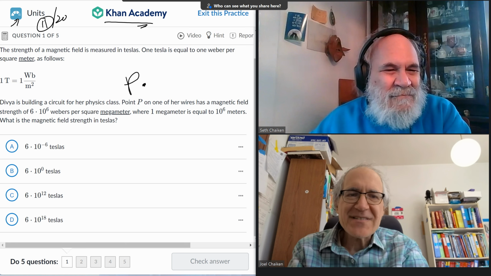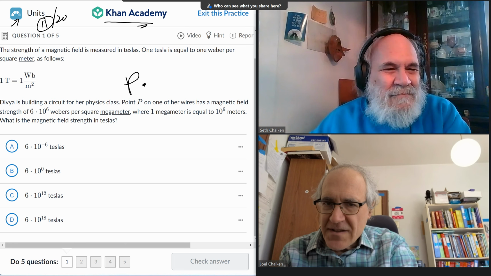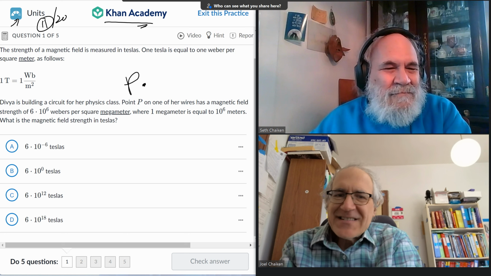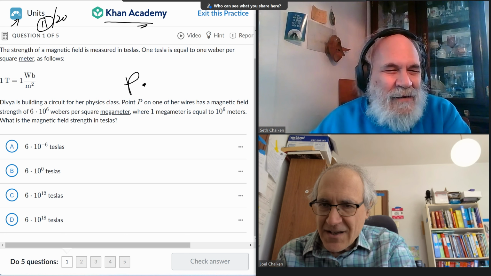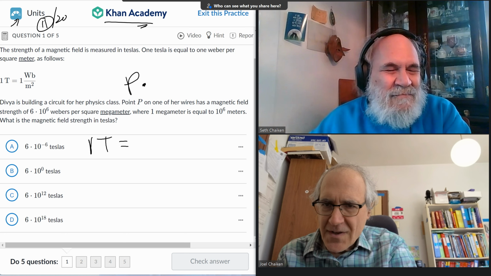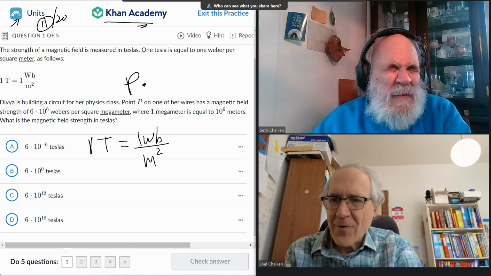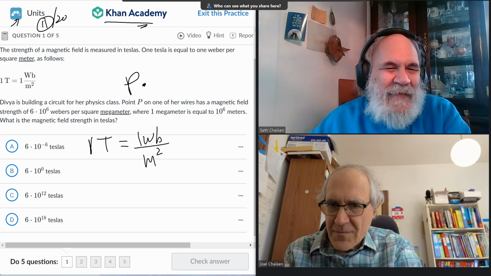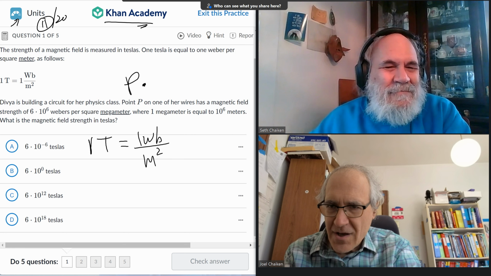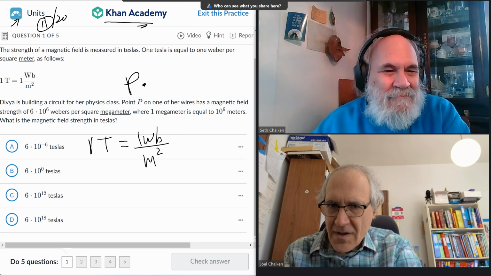Well, that's unit conversion. Please stop it, pause it, and then come back. Obviously this is unit conversion, right? What is the magnetic strength in Teslas? 1 Tesla is 1 Weber per square meter. Now, what do they want? Weber, right? Point P has a magnetic field strength of 6 Webers per square megameter.